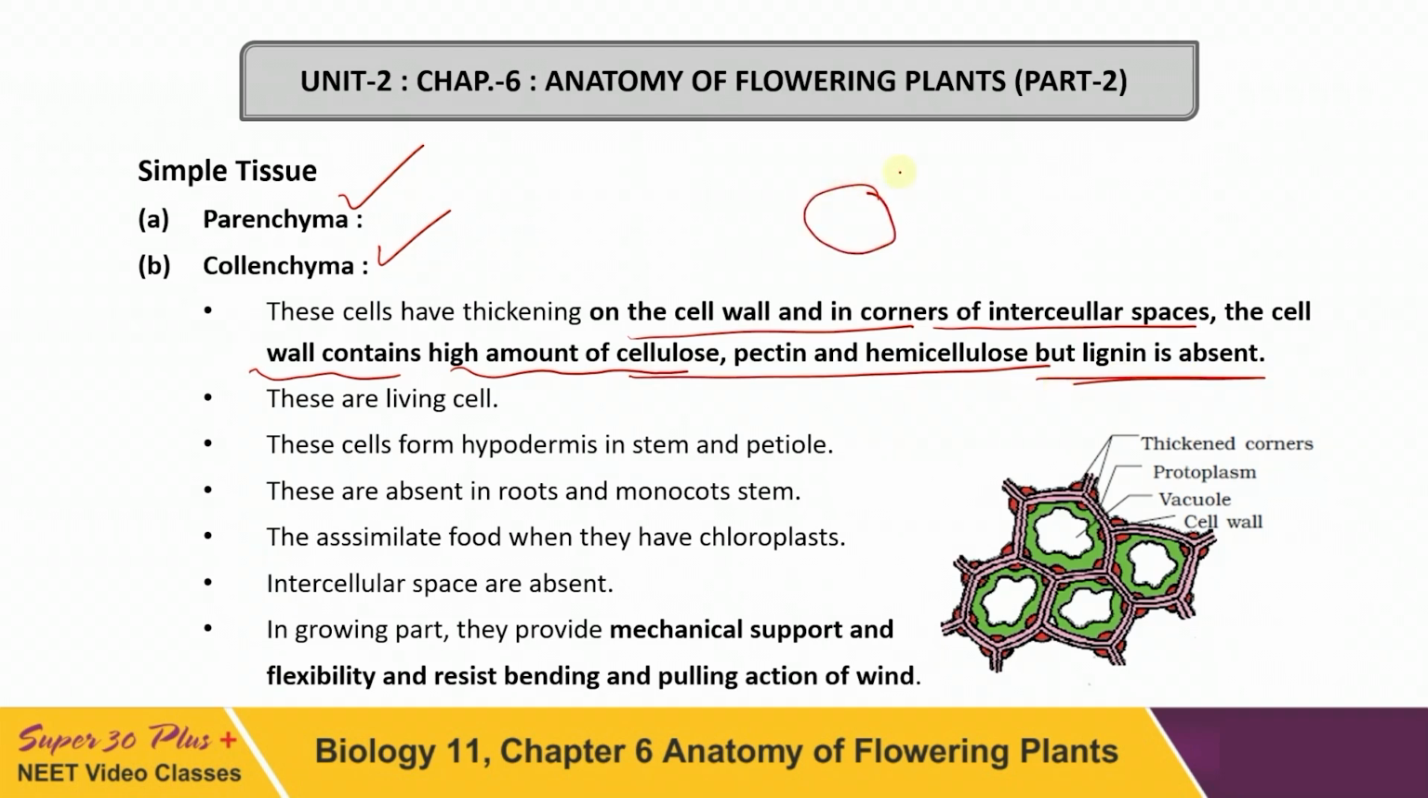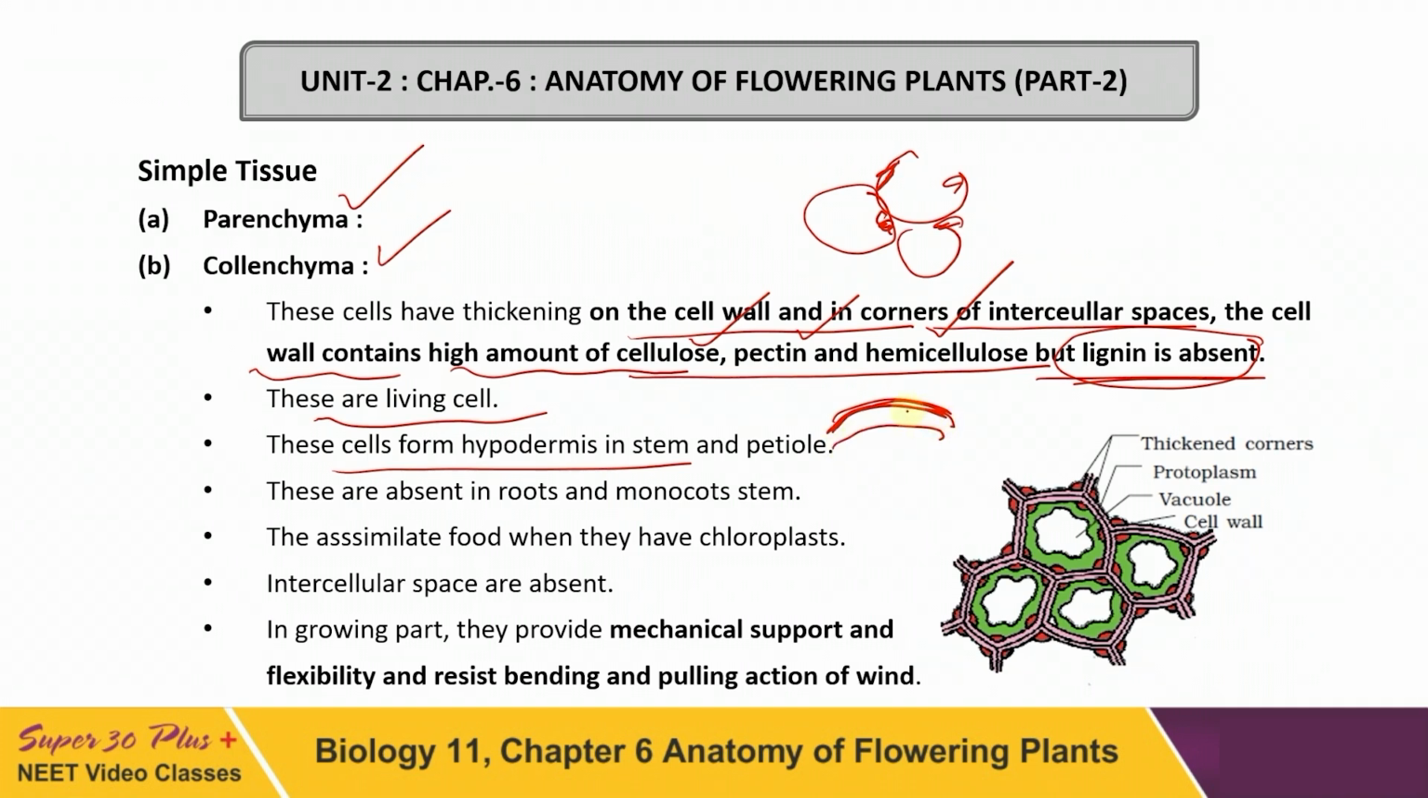These are the cells we have here, and these are the corners. The corners will be unevenly thickened, and the thickening is because of cellulose, pectin and hemicellulose. Remember, lignin is not present in collenchyma. These are living cells. These are found below the hypodermis. You know hypodermis, this is the epidermis in stem or petiole, and below the epidermis this tissue is known as hypodermis.